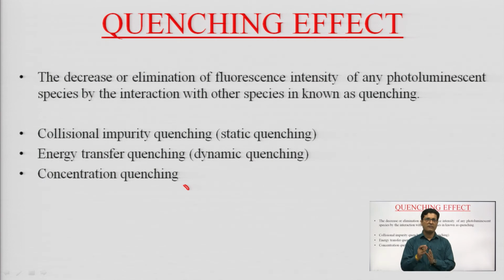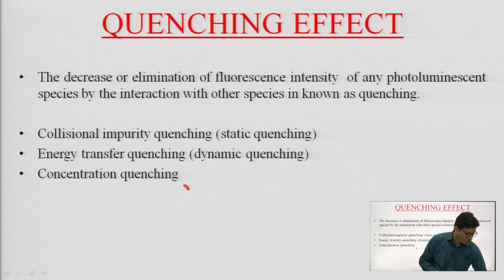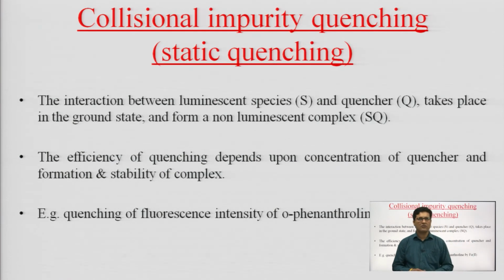So, quenching can broadly be classified into three different types: collisional impurity quenching, also known as static quenching; energy transfer quenching, also known as dynamic quenching; and concentration quenching, which is self quenching. So, first we will take the collisional impurity quenching or the static quenching.